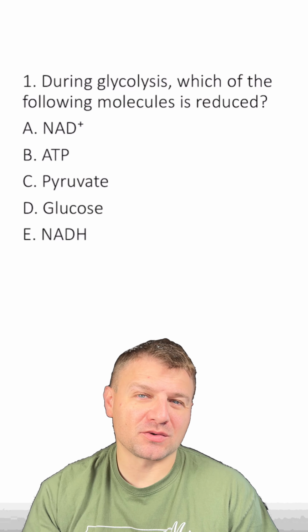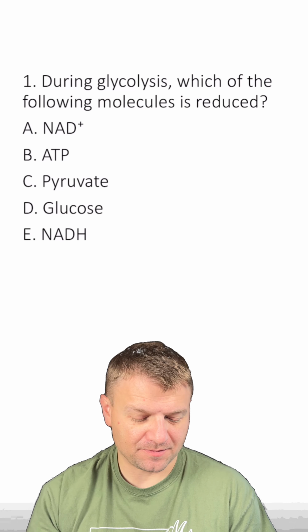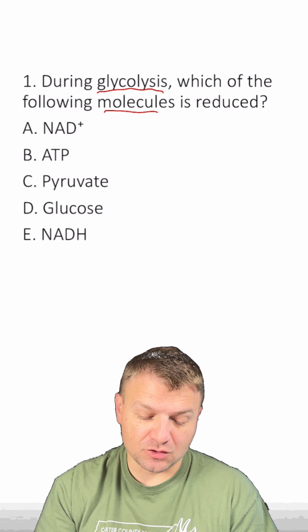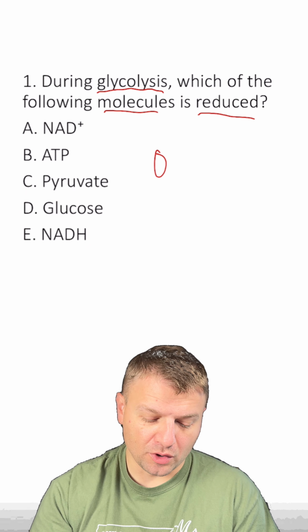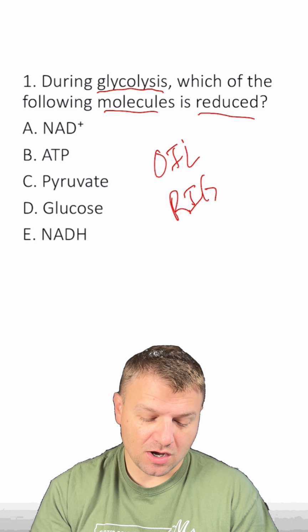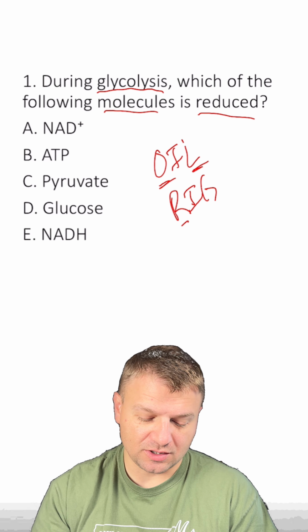Let's go over some multiple choice questions about the steps of cellular respiration. Number one asks, during glycolysis, which of the following molecules is reduced? Remember OIL RIG when trying to remember oxidation and reduction reactions? Oxidation is losing, reduction is gaining.